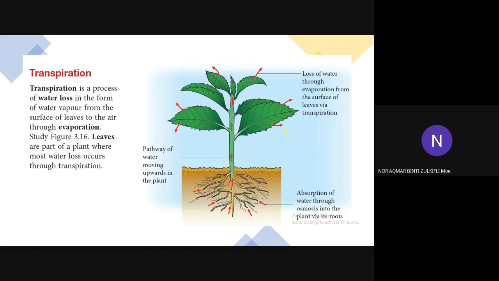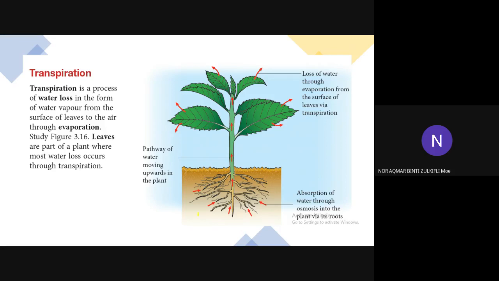Okay, next, transpiration. Transpiration is a process of water loss in the form of water vapor from the surface of leaves to the air through evaporation. Leaves are the part of a plant where most water loss occurs through transpiration. If we recall the lessons on the heart, the main objective of the heart is pumping oxygenated blood to all the body, right?